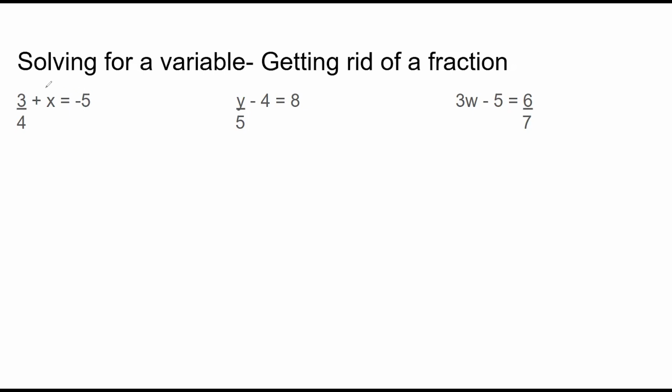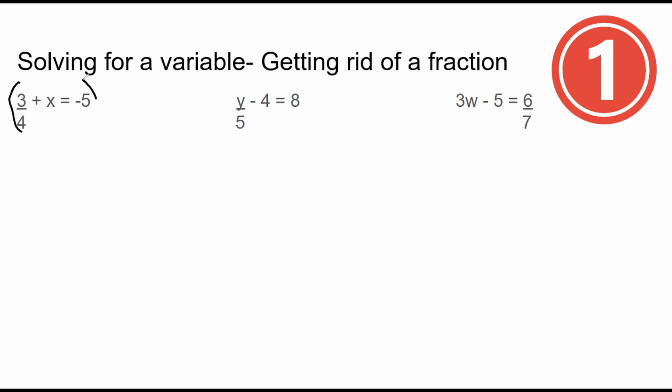How do you get rid of it? Easy. I'm going to multiply everything in this equation by 4. I can multiply everything by 20 million, but that's not going to help me any. 4 is going to help me. Watch this. And you have to multiply everything by 4. If I do 4 times 3/4, that goes to 3 because the 4's cancel. Then plus 4 times x is 4x. 4 times negative 5 is negative 20.